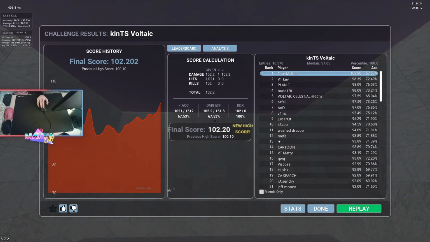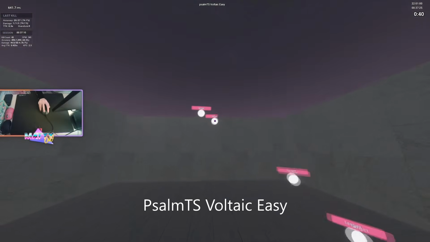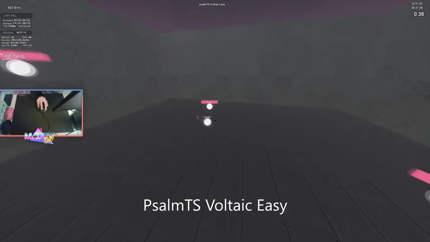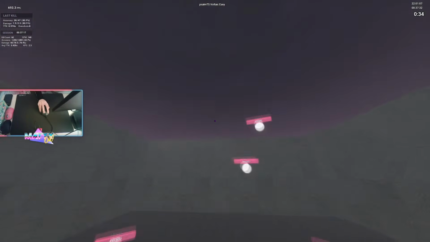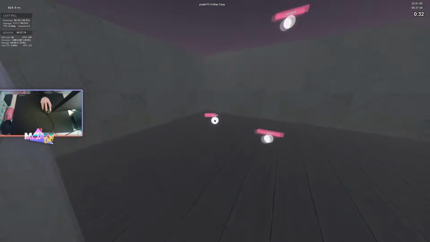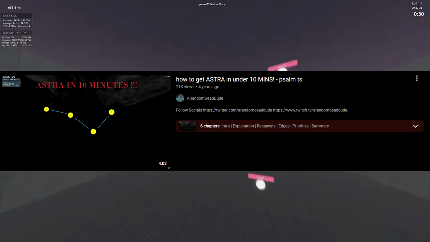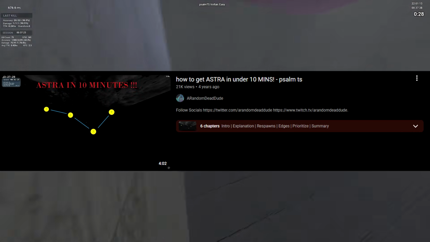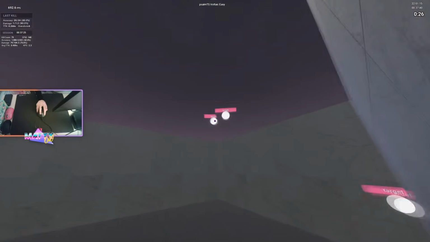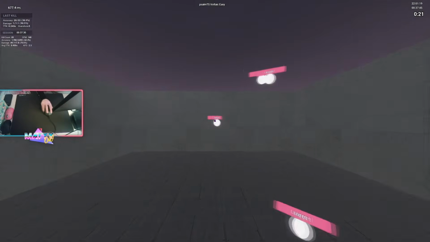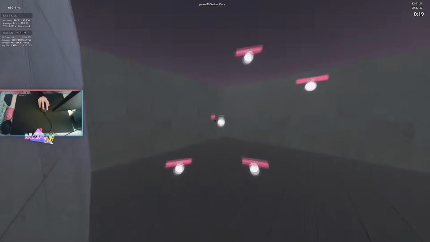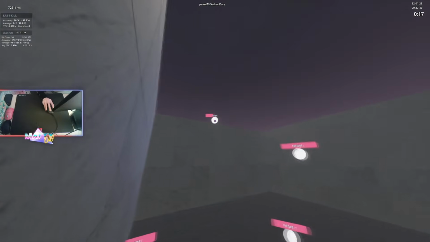One of the best scenarios to practice peripheral vision for application in evasive scenarios is Psalm TS. No, not any speed TS scenario, specifically Psalm TS. If you've not watched a Random Dead Dudes tutorial on how to get Astra on Psalm TS, you really should go watch it after this video, because this explains everything on how to play this map properly, and a ton of the technique knowledge presented in this video has its roots in this one tutorial.